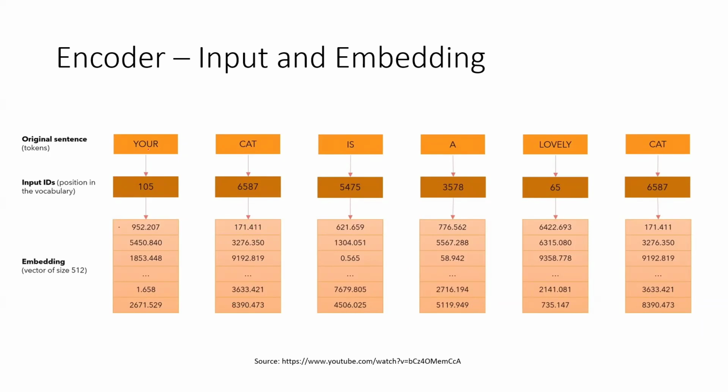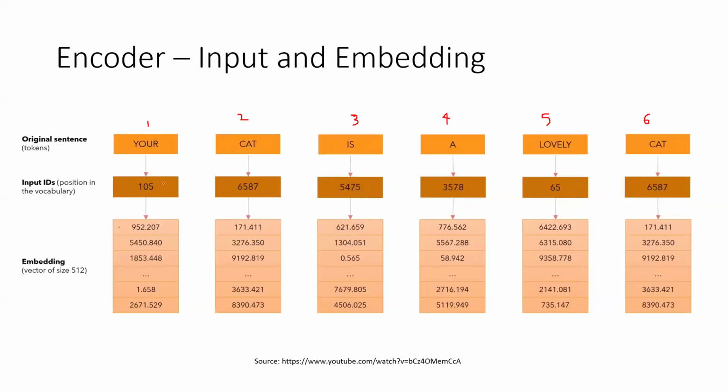Suppose your sentence is: your cat is a lovely cat. You can tokenize each of these words into different tokens. The first token is your, the second token is cat, the third token is is, the fourth is a, the fifth is lovely, the sixth is cat.